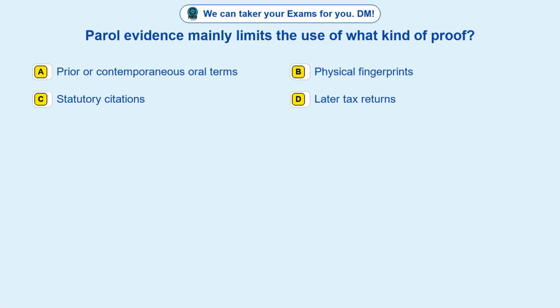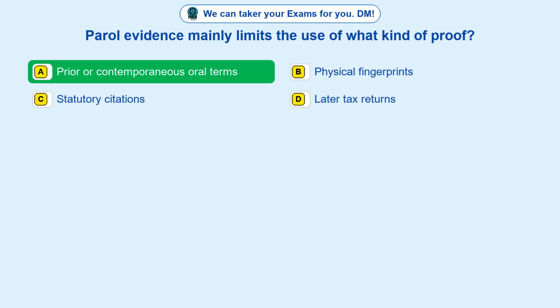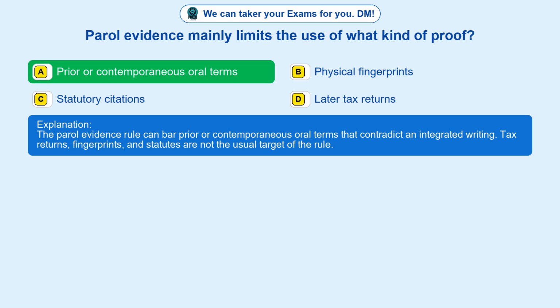Question 14. Parole evidence mainly limits the use of what kind of proof? Option A. Prior or contemporaneous oral terms. Option B. Physical fingerprints. Option C. Statutory citations. Option D. Later tax returns. The correct answer is option A. Prior or contemporaneous oral terms. The parole evidence rule can bar prior or contemporaneous oral terms that contradict an integrated writing. Tax returns, fingerprints, and statutes are not the usual target of the rule.